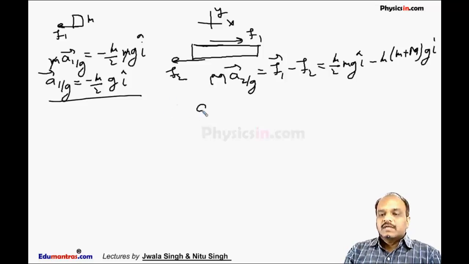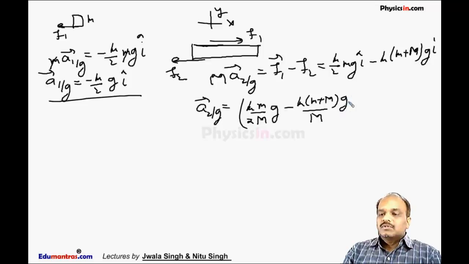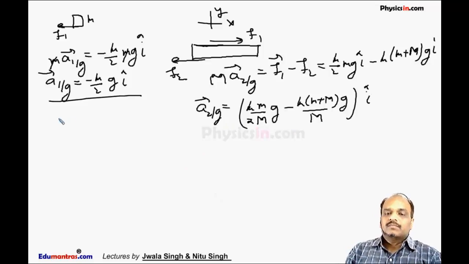So from here we get the acceleration of block 2 with respect to ground as μm by 2M into g î minus (μm + M) by M into g î. So this is the acceleration of block 2 with respect to ground.